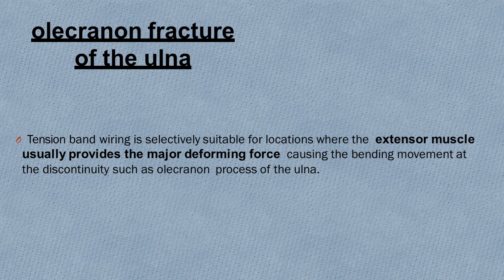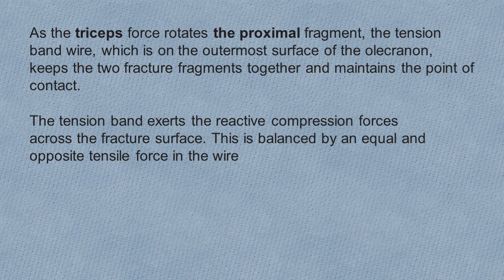In olecranon fracture of the ulna, the major deforming force is the triceps muscle. As the triceps force rotates the proximal fragment, the tension band wire, which is on the outermost surface of the olecranon, keeps the two fracture fragments together and maintains the point of contact. The tension band exerts reactive compression forces across the fracture surface. This is balanced by an equal and opposite tensile force in the wire.